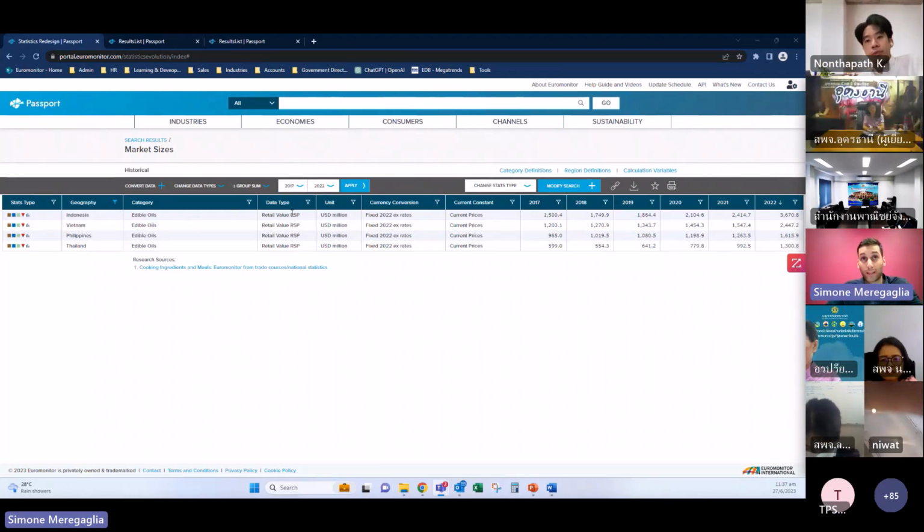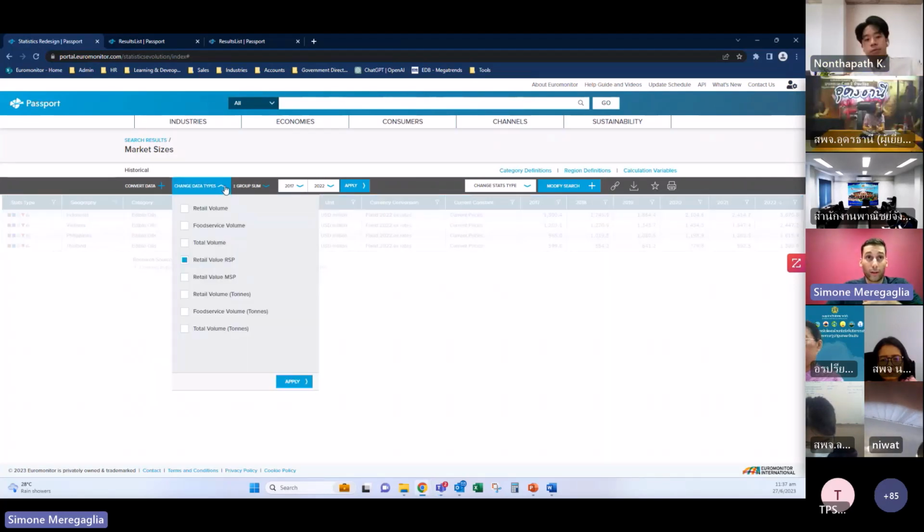If I don't want to focus so much on the amount of sales, the monetary sales made in that category, but I want to look at volume, for example, I can go into change data types and select retail volume or food service volume or total volume. Of course, retail volume is whenever you sell something off the counter. Food service volume is edible oils sold in a food service environment, such as a restaurant or a kiosk, etc. But for today's sake, let's just keep it retail value and move on from there. But please know that you can change whether you want the value or you want the volume.